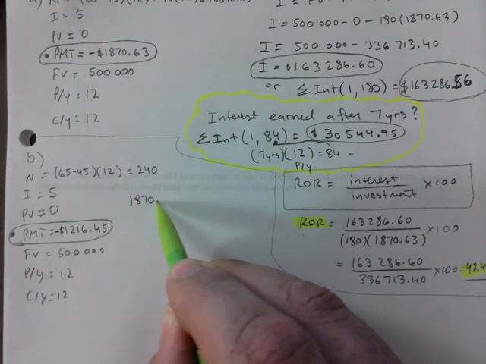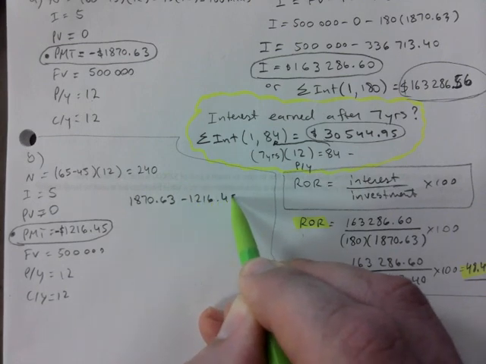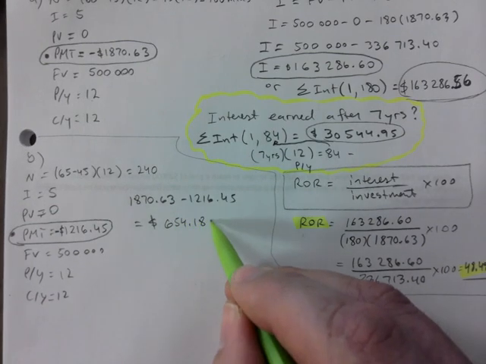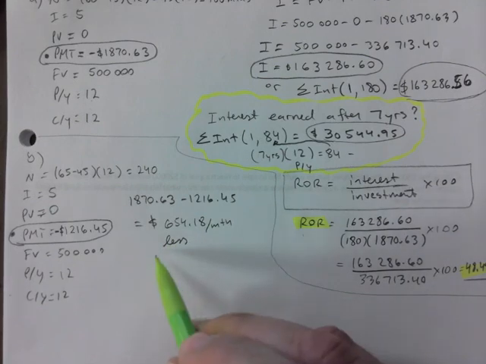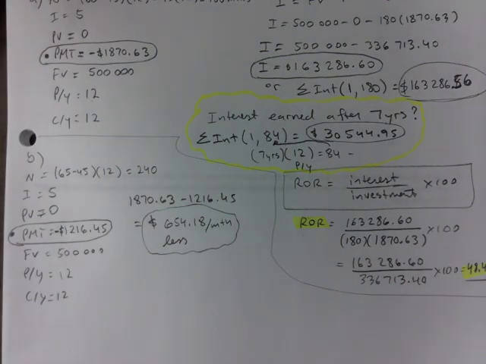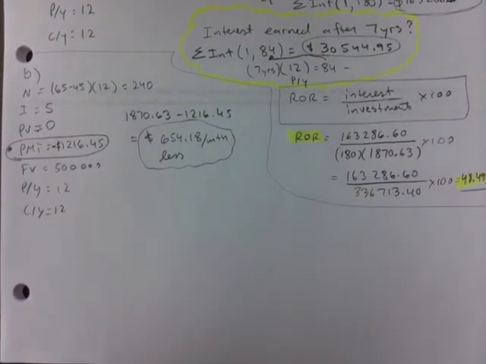So I'm going to go 1870.63 minus 1216.45. So I'll subtract that, and it's 654.18 a month less. Can you imagine not having to pay 650? You get to keep that money in your pocket. You spend it on whatever you want every month, as long as you wait a little longer to retire. Or you can say, hey, I'm going to put in more money, right? Whatever. You can make your decisions if you know what's happening.